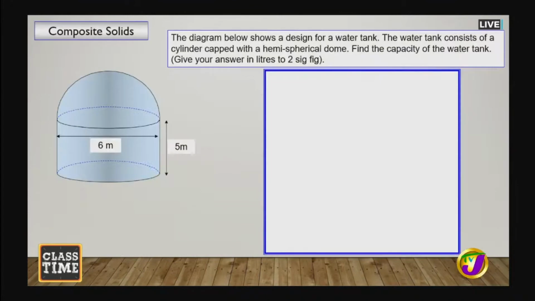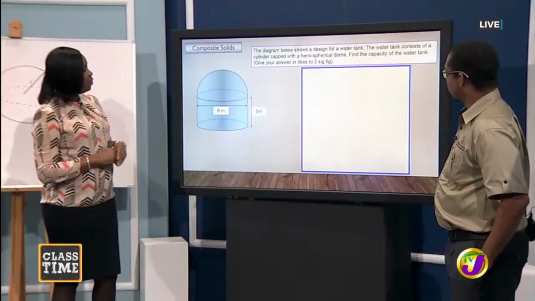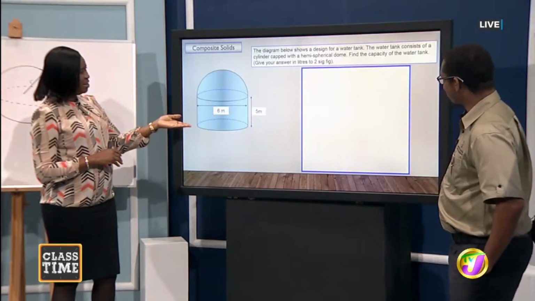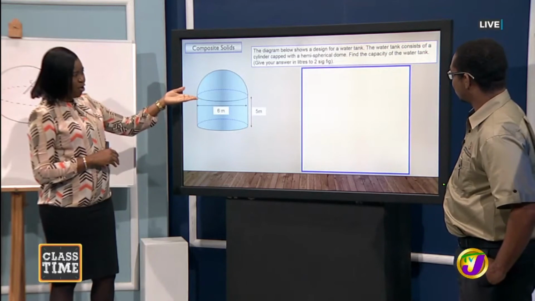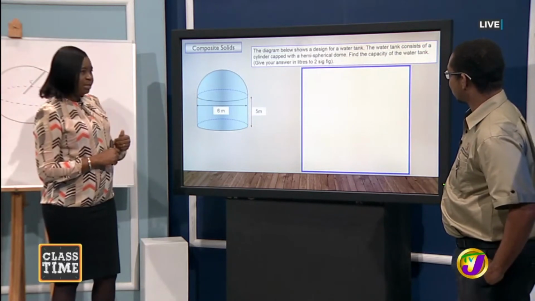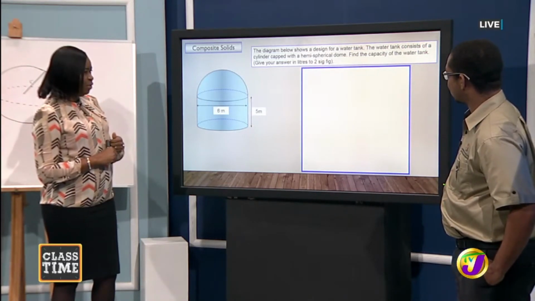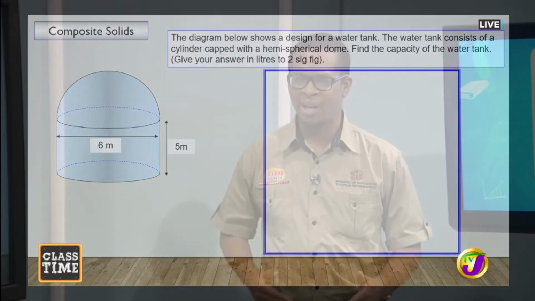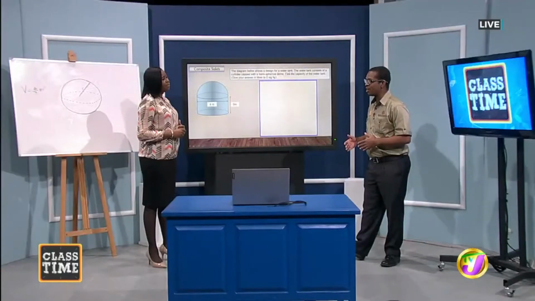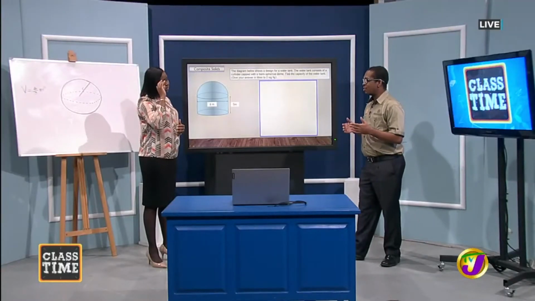Now here's another example. We have a cylinder. That's a familiar one. We have a cylinder and a hemisphere. You remember what is the formula for the volume of the hemisphere out of your head? I'm thinking it's going to be a half, so it's going to be 2/3.